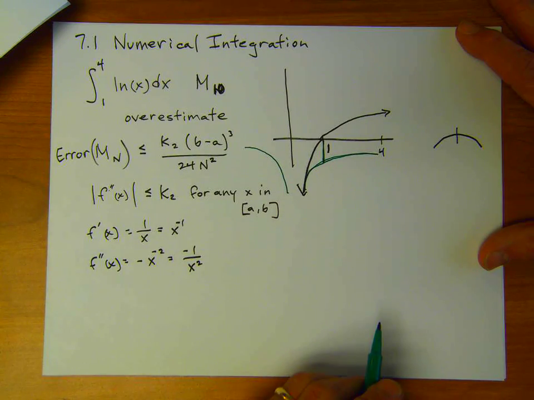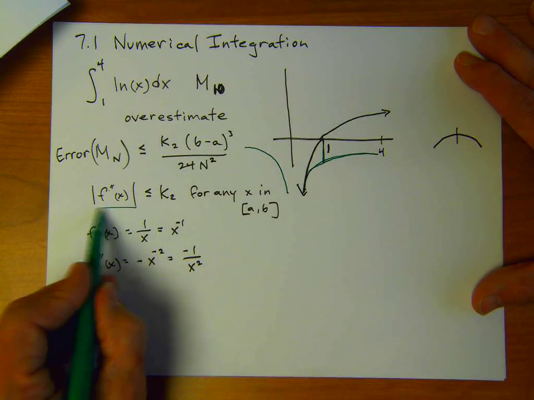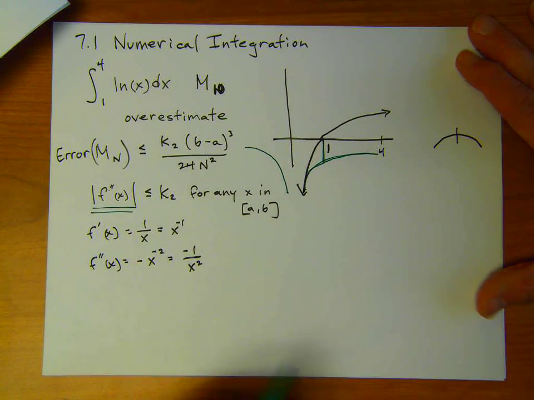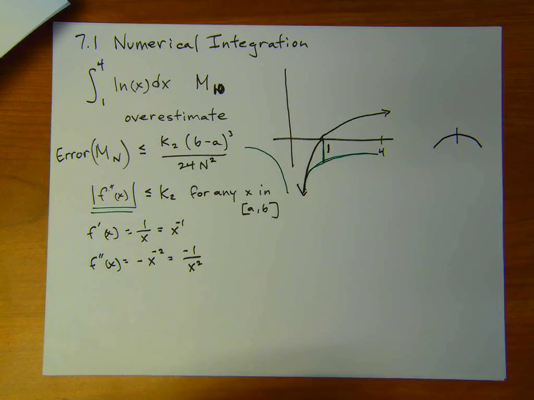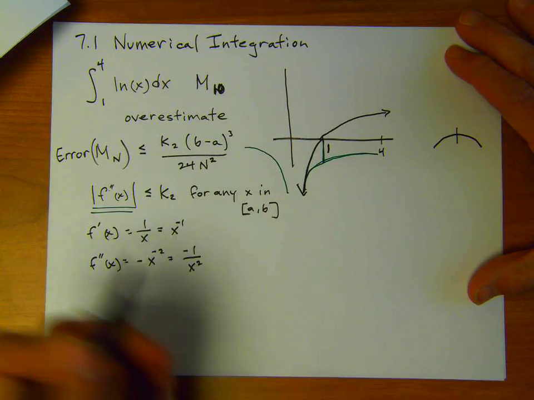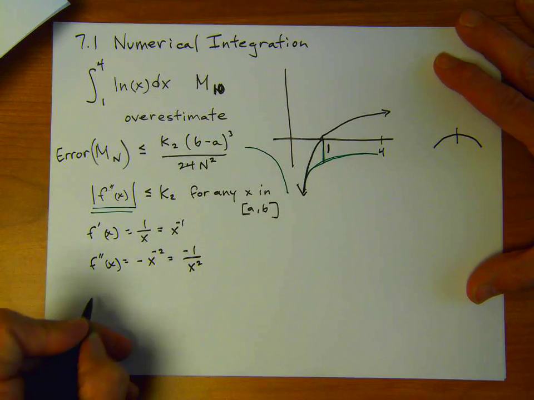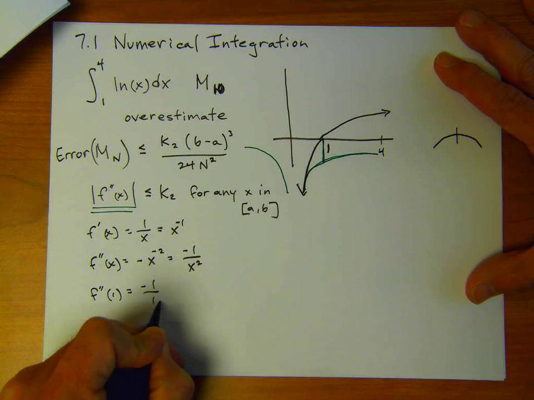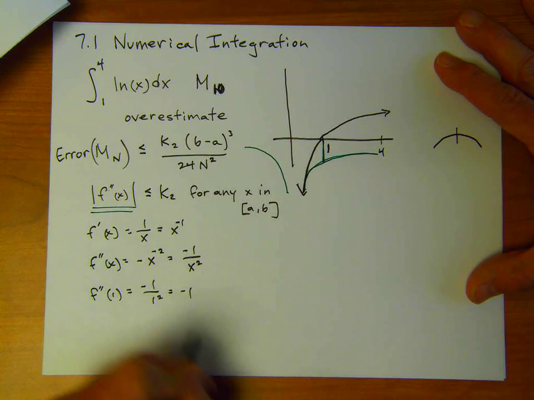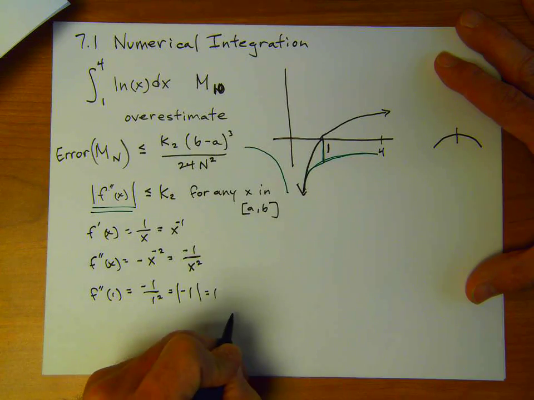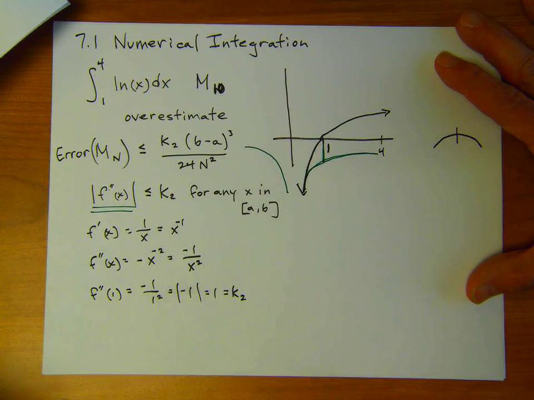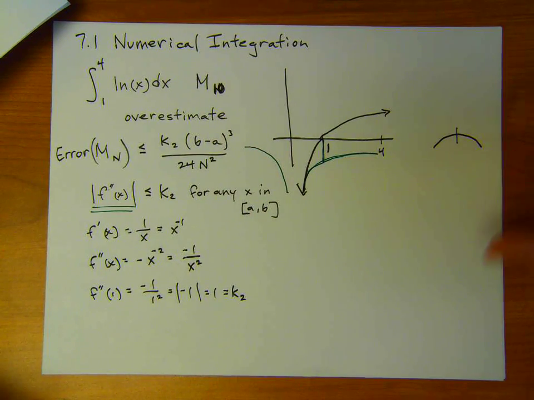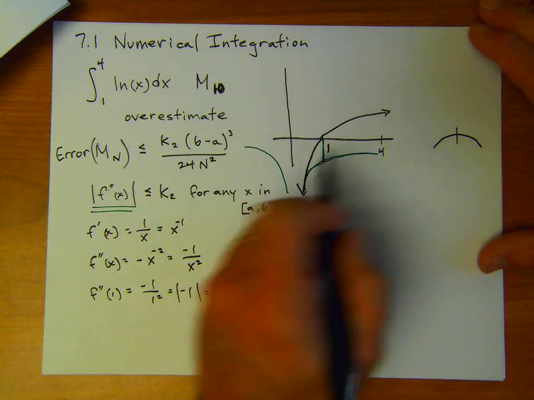This is the farthest away it's going to be, because what we want is the absolute value: the largest distance from the x-axis that the function gets. That's going to happen at 1. So f double prime of 1 is negative 1 over 1 squared, that's negative 1. But again, we want the absolute value, so that's 1, and we're going to let that be our K2. That's the biggest value in absolute value of our second derivative.